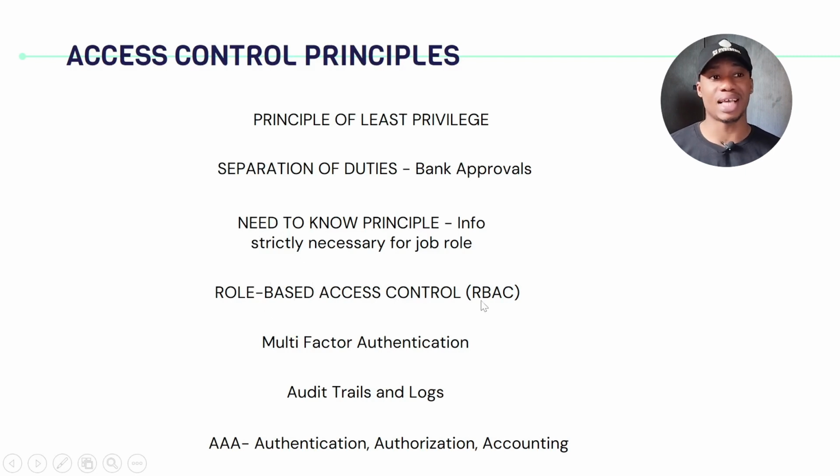Then we have role-based access control. Role-based access control is almost similar to need to know, but based on your role, you are given access to certain things. If you are IT staff, an IT staff should have passwords to certain devices or certain computers in the environment. And if you're cybersecurity staff also, you should have access to certain things. An IT professional is different from someone in finance. Someone in finance could have access to their banking portals, but someone in the IT department should not have access to it.